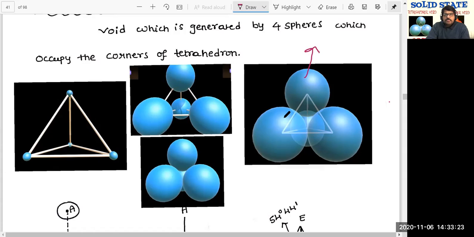So this one, 1, 2, 3, and 4. These four particles occupy the corners of the tetrahedron, and at the center, there is an empty space. That empty space is the tetrahedral void. If there is any atom in that tetrahedral void, what is the radius of that atom? The atom which is occupying the tetrahedral void, we need to find the radius of that atom, or simply the radius of the void. And we use simple mathematics to calculate the radius ratio.